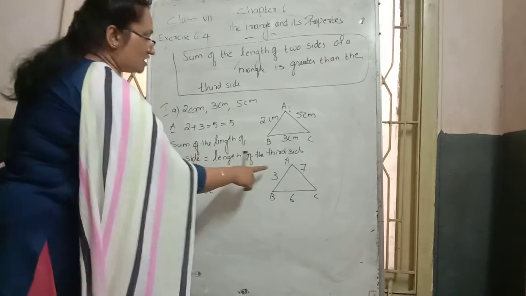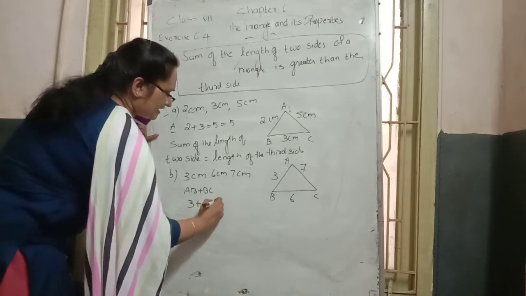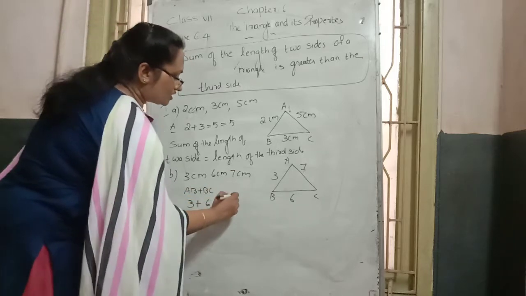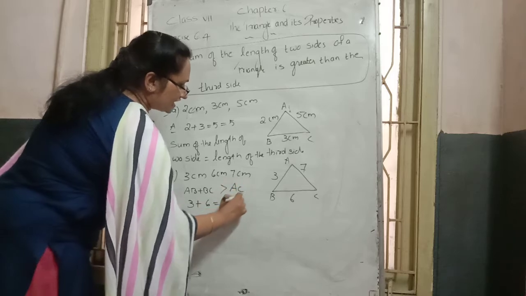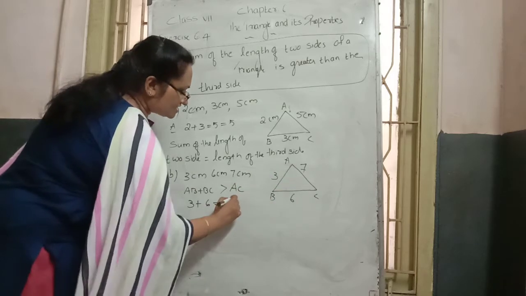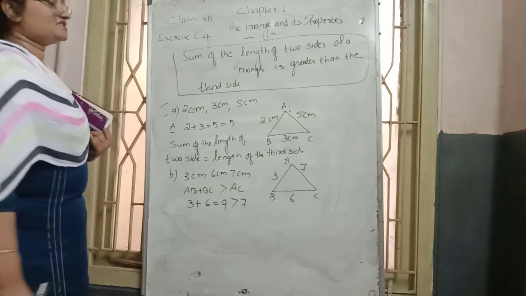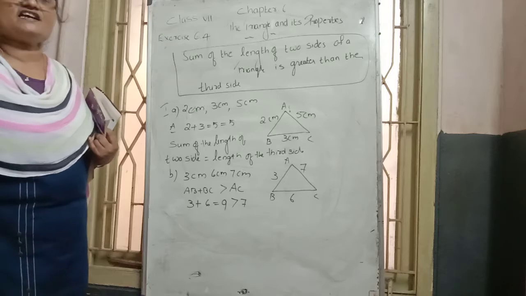So what is the AB value? 3. Plus the BC value, 6. 3 plus 6 becomes 9. Is 9 greater than the third side AC? What is the AC side value? 7. Yes, we know that 9 is greater than 7. Yes, that's why we can say it is possible to get a triangle.